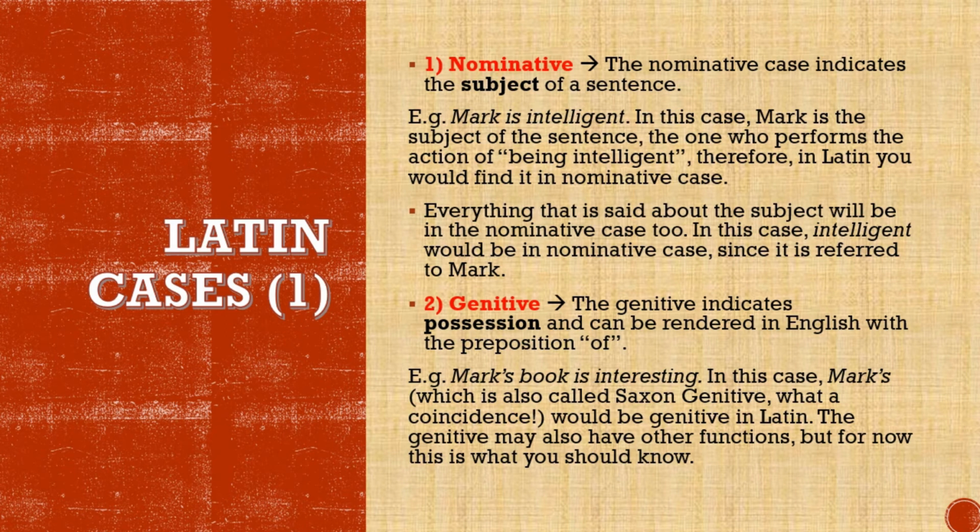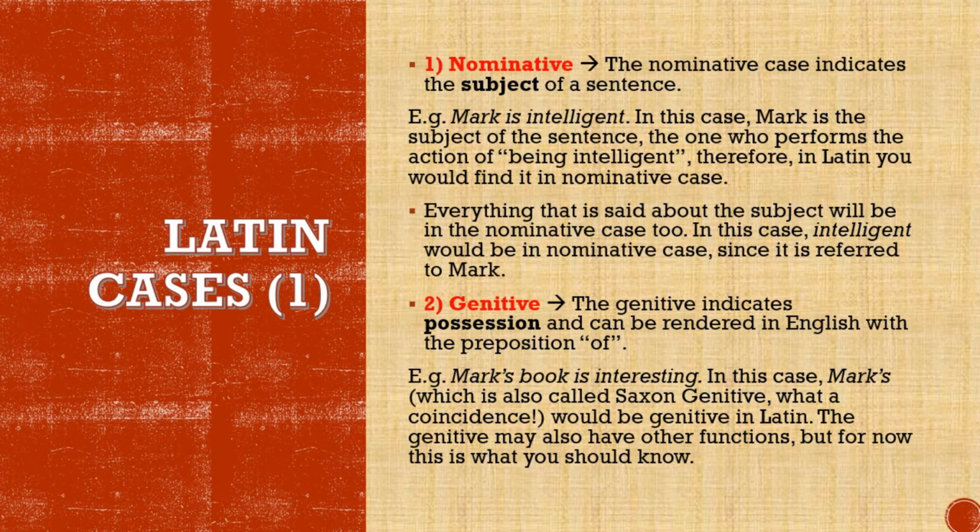Let's talk about the Latin cases. For example, as a first case, we have the nominative. The nominative indicates the subject of a sentence. For example, if we have "Mark is intelligent," of course, the person making the action of being intelligent is Mark, and so Mark will be the subject. In Latin, it would be nominative.